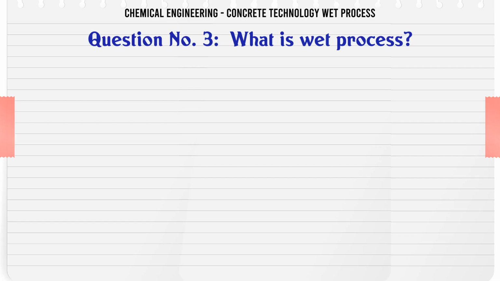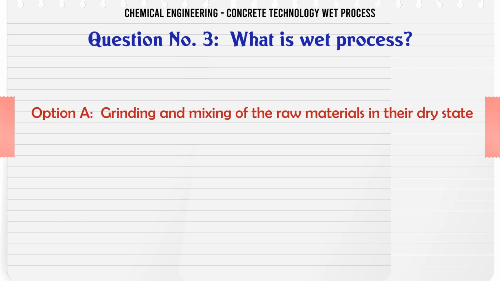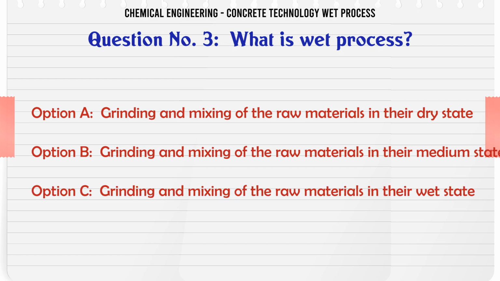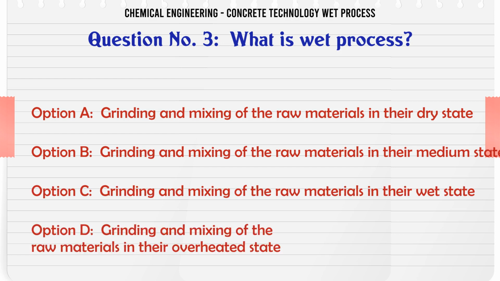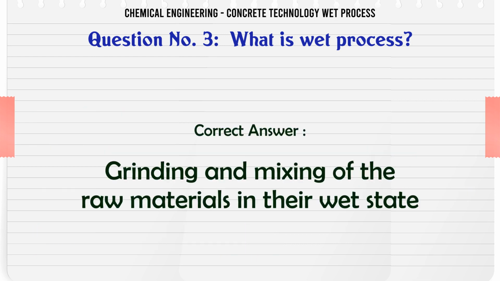What is wet process? A. Grinding and mixing of the raw materials in their dry state, B. grinding and mixing of the raw materials in their medium state, C. grinding and mixing of the raw materials in their wet state, D. grinding and mixing of the raw materials in their overheated state. The correct answer is grinding and mixing of the raw materials in their wet state.